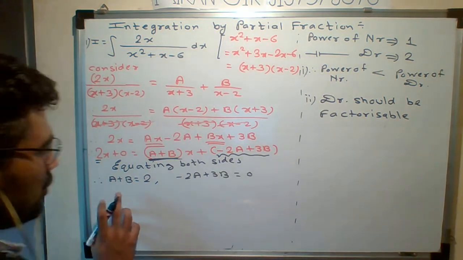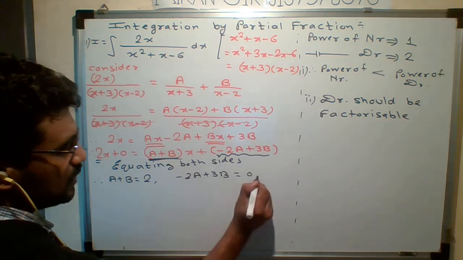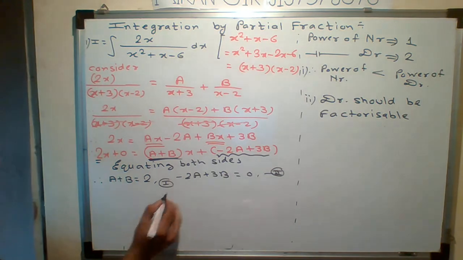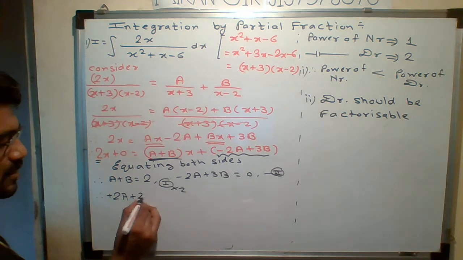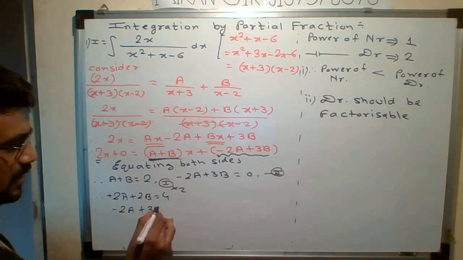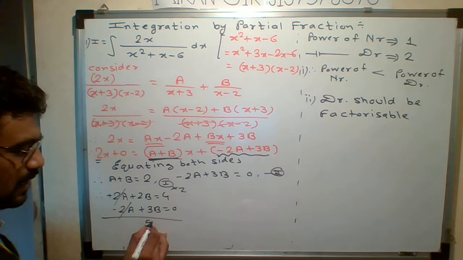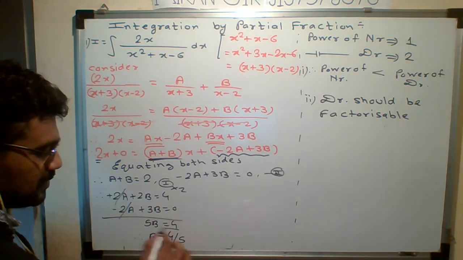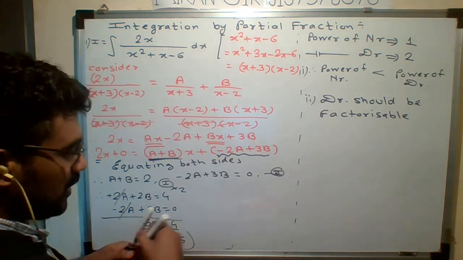Now I have to solve these equations simultaneously. This is equation number 1 and this is equation number 2. Multiply equation 1 by 2, so we get 2a plus 2b equals 4. The next equation is minus 2a plus 3b equals 0. Just add them and 2a will cancel. 2b plus 3b is 5b equals 4. So b equals 4 upon 5. Simple mathematics.